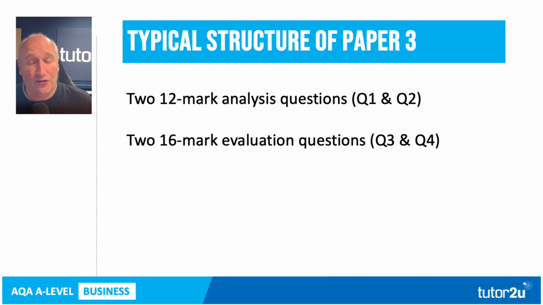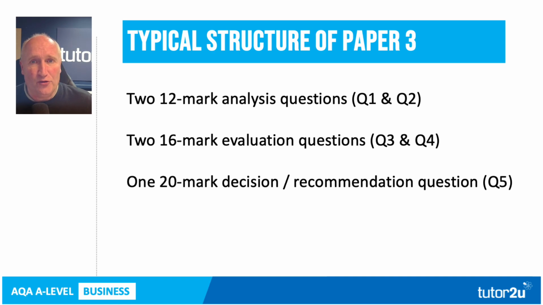Next up, question 3 and question 4 are 16-mark evaluation questions, just like the evaluation questions you did in paper 2. No difference there, but obviously based on the case study. And finally, 2 longer extended response questions. Question 5 is what I would call a decision or recommendation question. This is similar to one of the 16 markers in paper 2. It's just 4 more marks, where you might be asked to choose between 2 options or to express a judgment as to whether a decision was a good one or not. And we looked in detail at one of those in our second live stream.